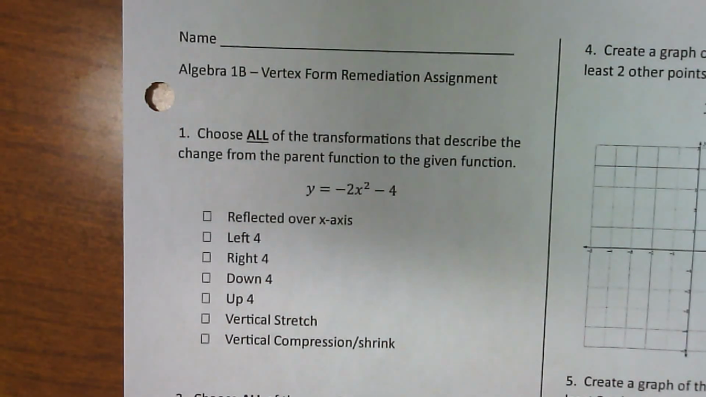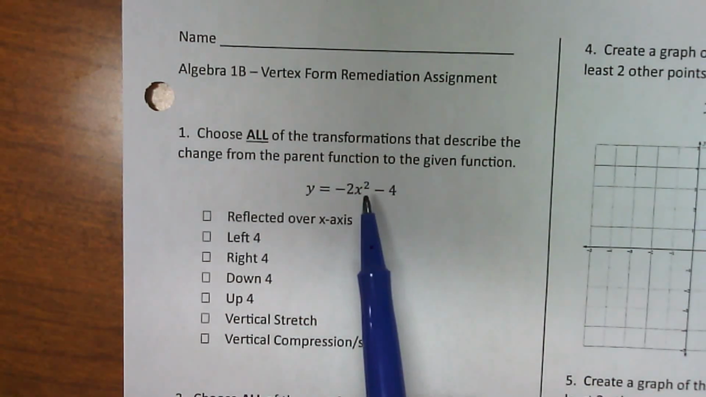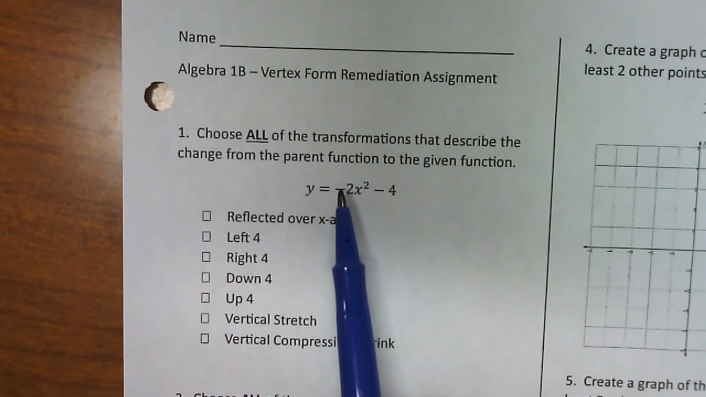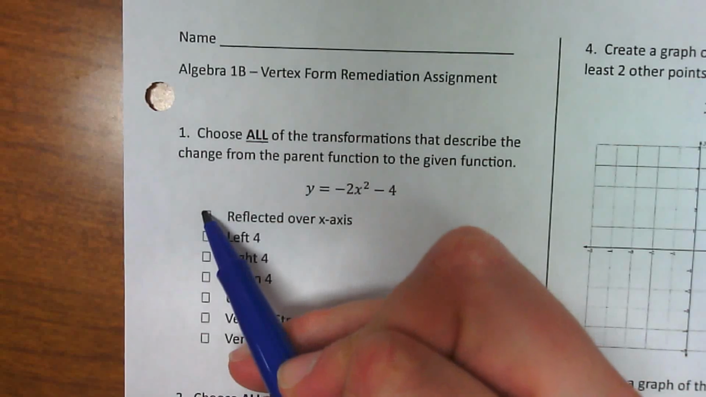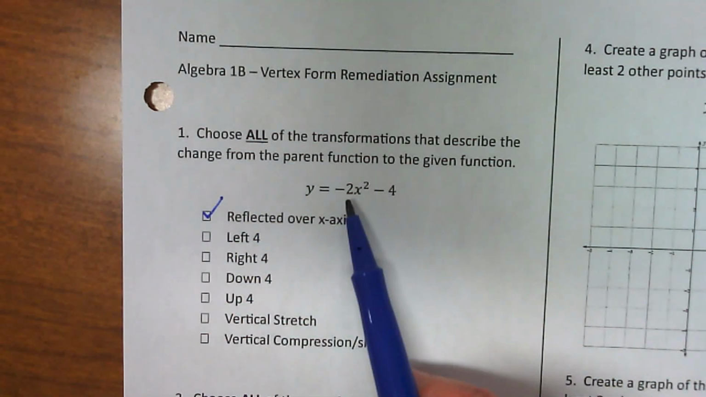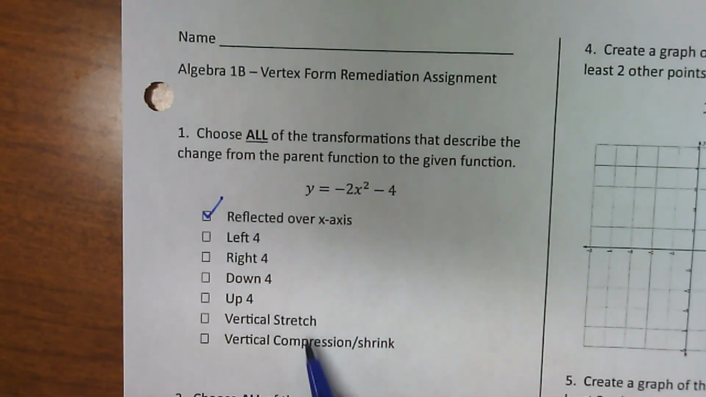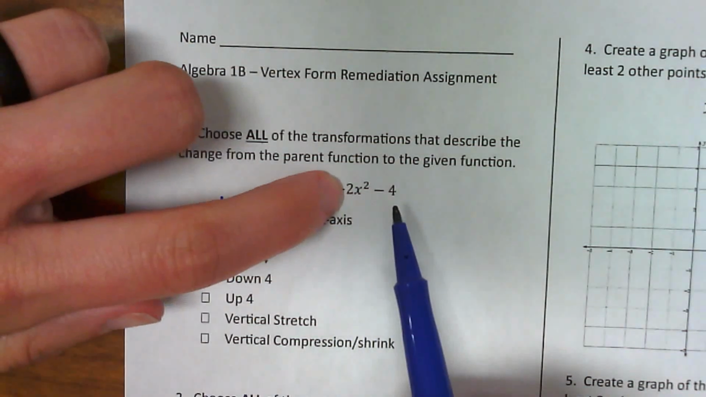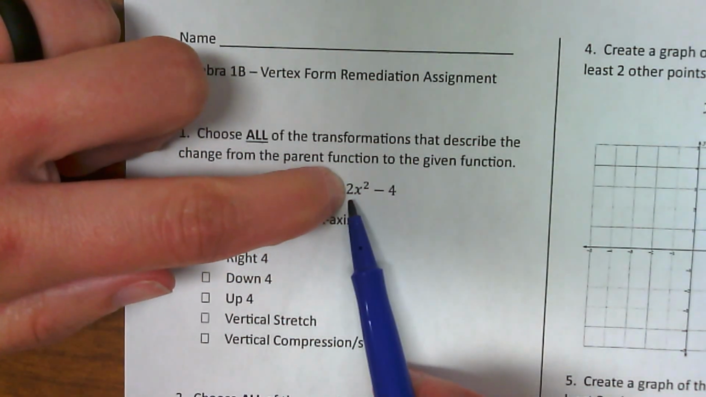All right, when we're looking at transformations, we want to see what each number does. So if there's a negative out in the front, that tells us there's a reflection that's happening. If there's a number out in the front of the x squared, that's telling us it's either a vertical stretch or a vertical shrink. We ignore the negative sign and we just look at the number.